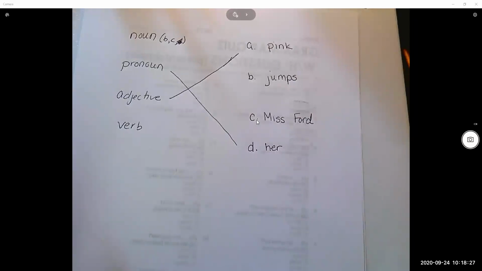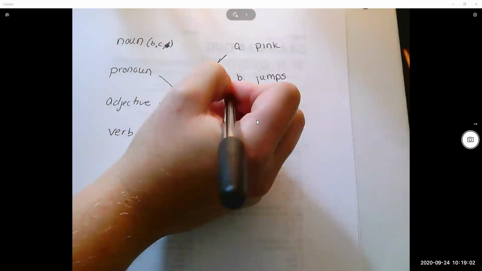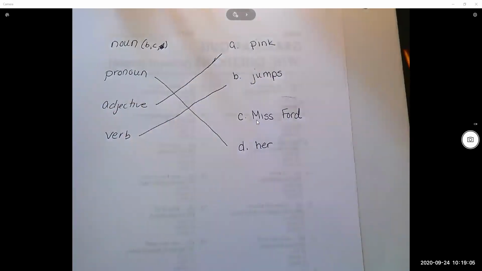How about my next one? My next one is a verb. So I learned in English class that a verb can be an action, a state of being, or a helping verb. I only have two answer choices left, jumps and Miss Ford. So is Miss Ford an action? No, that sounds kind of silly. Is jumps an action? It is. She jumps in the air when she is happy. Ooh, that's my action. That's my verb. Oh, look, I already got rid of letter B too.